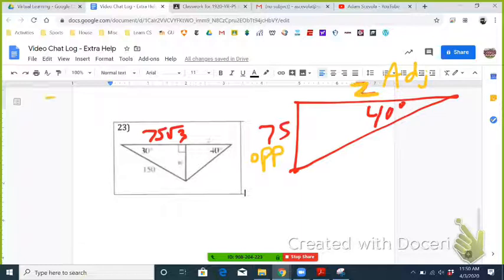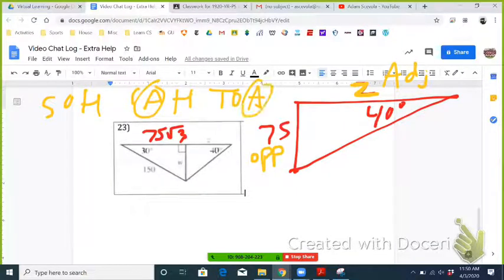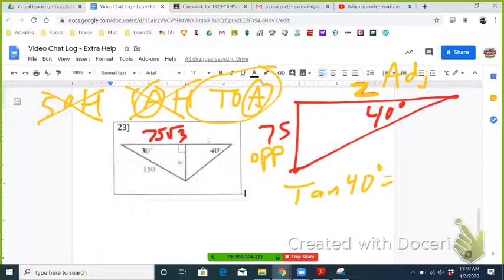SOH CAH TOA, if we write that out, we see that we're looking for the adjacent leg, so maybe cosine, maybe tangent, definitely not sine because it doesn't involve the adjacent leg. And we're not given the hypotenuse, so we're not going to use cosine. We are given the opposite leg, so that's why we use tangent. So we do the tangent of 40 degrees is equal to 75 over Z.